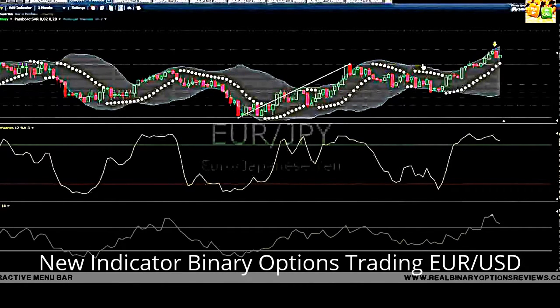Now this will not happen at all the times, but it is good to combine it, let's say, with the stochastic indicator and the RSI indicator, and at this moment, with the help of the Fibonacci tool, you can get quite some profitable trades.